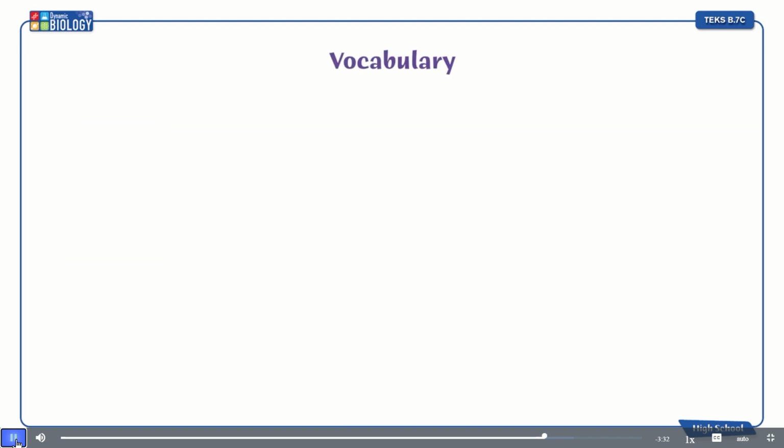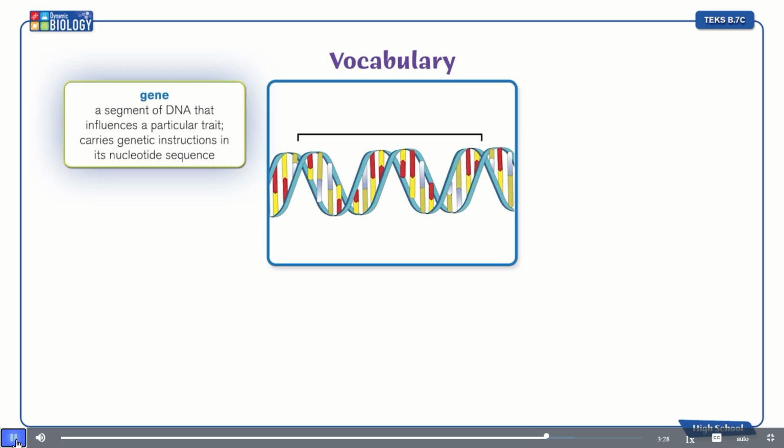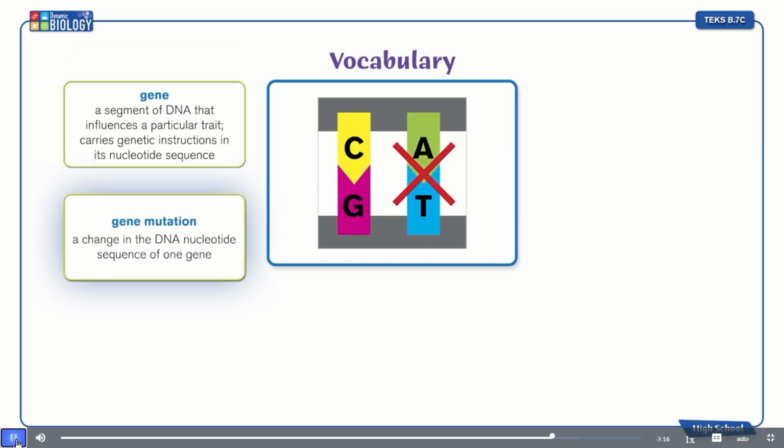Let's review the vocabulary of this lesson. A gene is a segment of DNA that influences a particular trait. A gene carries genetic instructions in its nucleotide sequence. A gene mutation is a change in the DNA nucleotide sequence of one gene.